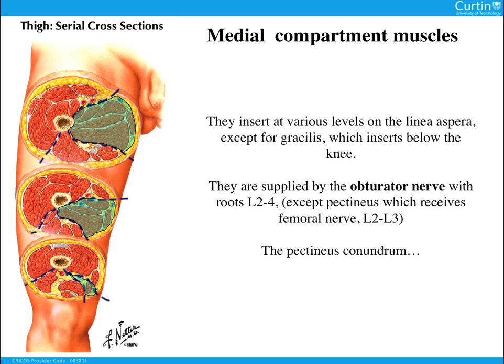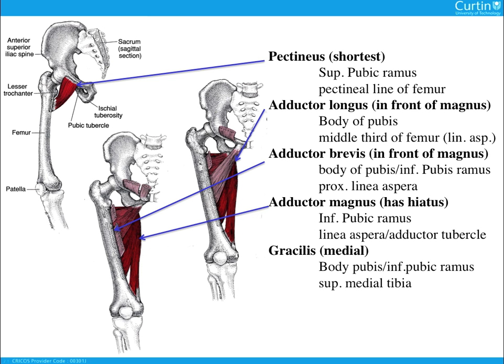So, adductor muscles, where do they originate from and where do they insert? Well, they all originate somewhere around the pubic bone, and they all insert somewhere around the linea aspera, except for the gracilis, which inserts below the knee at the pes anserinus. They're all supplied by the obturator nerve, except for the pectineus. So we've talked about the pectineus.